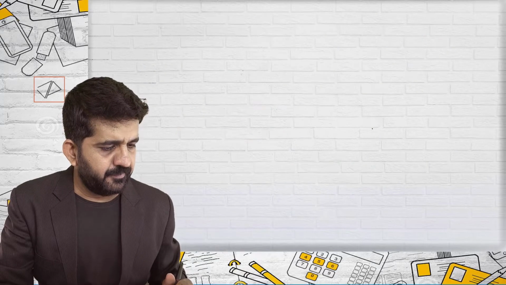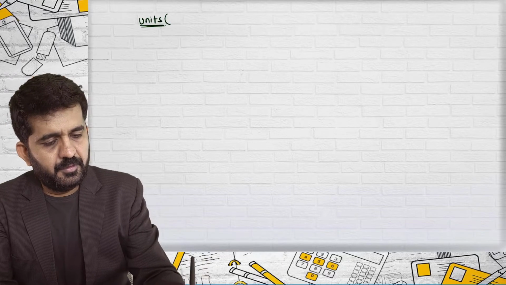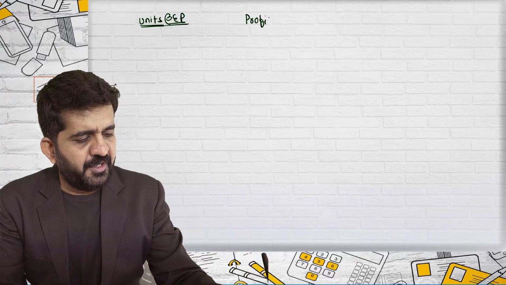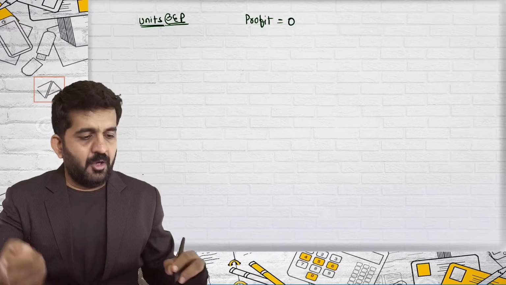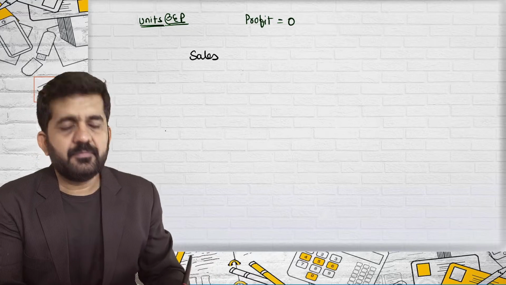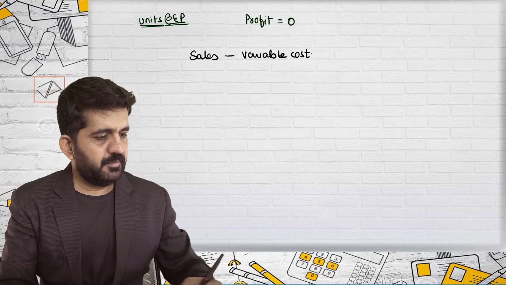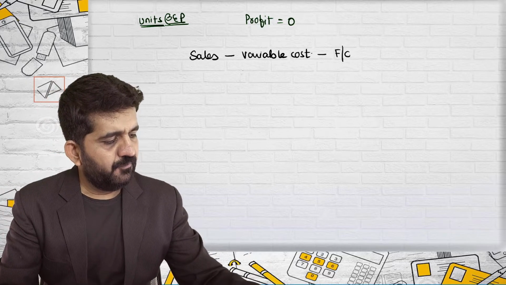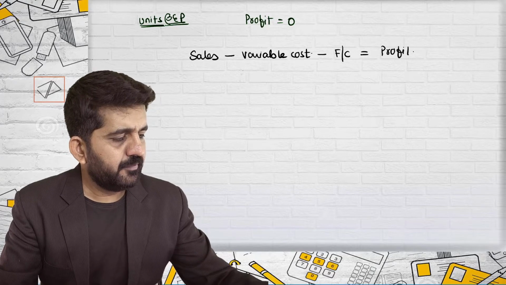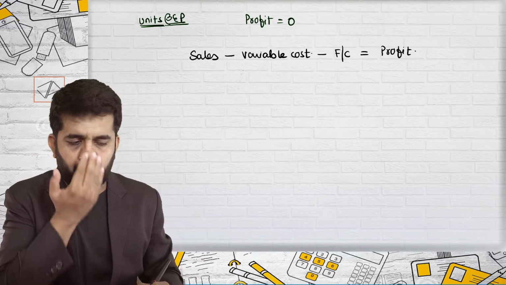Try to concentrate. I am first talking in units. Break-even point in units. Can I say at the break-even point, my profit is 0? How to find out profit? It is the sales minus variable cost minus fixed cost, which is nothing but profit. We are not talking about contribution. I want profit 0.